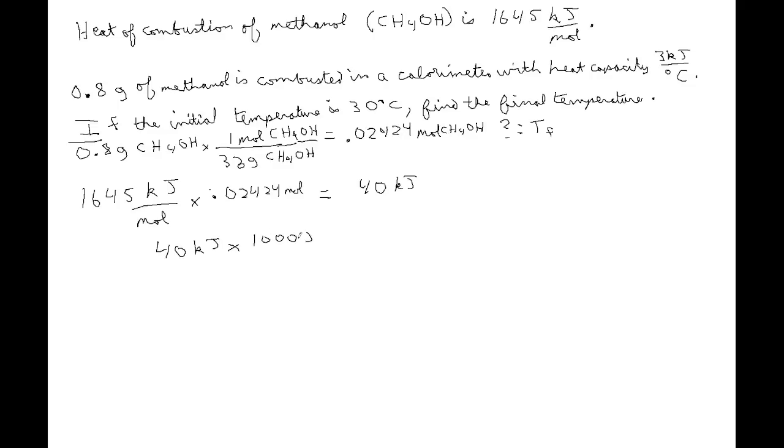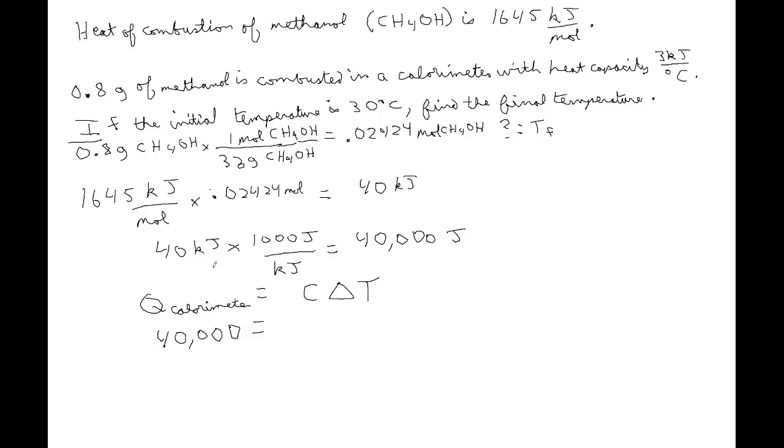And that would be Q of the calorimeter, so now we can take Q of the calorimeter is equal to specific heat times delta T, where Q is 40,000, and that is equal to 3 kilojoules per degree Celsius times TF minus 30, and 3 kilojoules times 1,000 is equal to 3,000 joules.